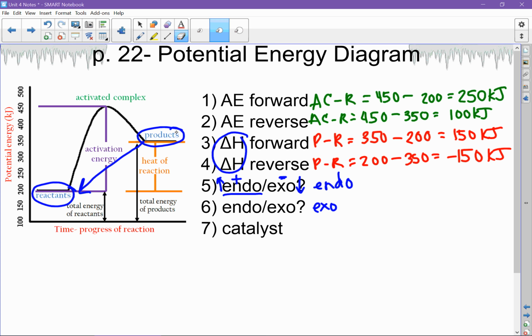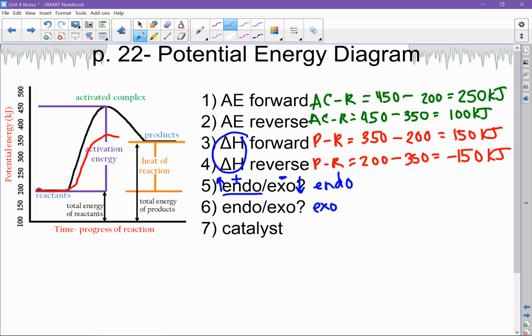Okay? Lastly, we talked about these reactions having or being affected by catalysts. So let's draw a catalyst in. So the point of a catalyst is the reactants will start at the same location, but the activation energy gets lower. So it's a smaller hill, and then you still finish at the same location for products.